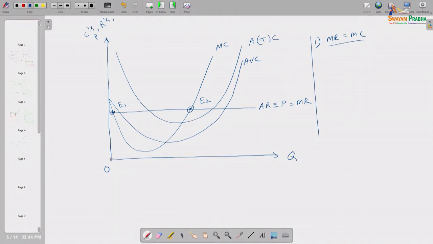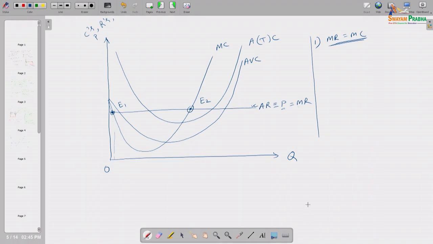Look at here, at the E1 point, what is MC? This is the MC curve. So MC is here, that height is the MC, and at that point average revenue or price equals the same. The MR line is the same, MR also has that value. So both the E1 point and the E2 point satisfy the MR equals MC condition. Then the question is, why not the E1 point? Out of these two points, which will be the profit maximizing point for a producer facing this kind of revenue structure or demand curve, given this kind of cost structure?